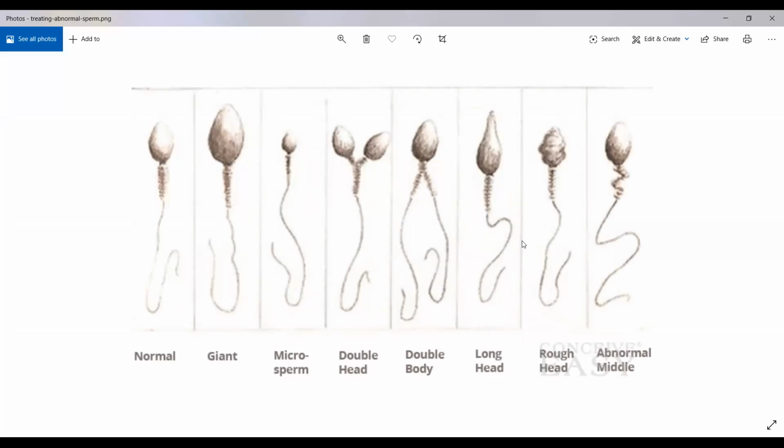There'll be double head, or there'll be swollen or pointed head, or rough head, or double body, or microsperm, or else an abnormal middle part. Anything. These are all abnormal sperms. These should only constitute not more than 20% of the whole sample.